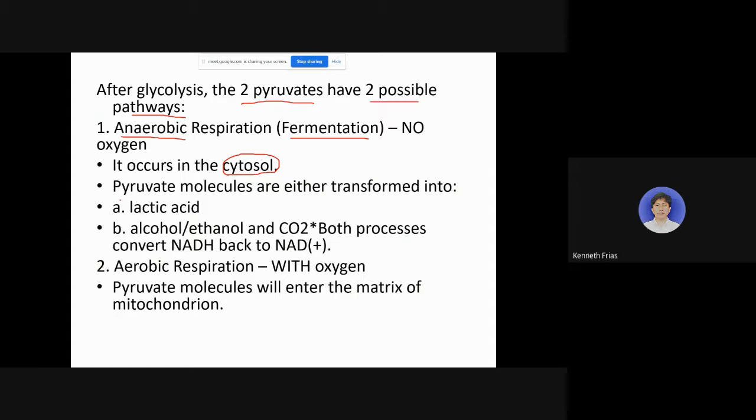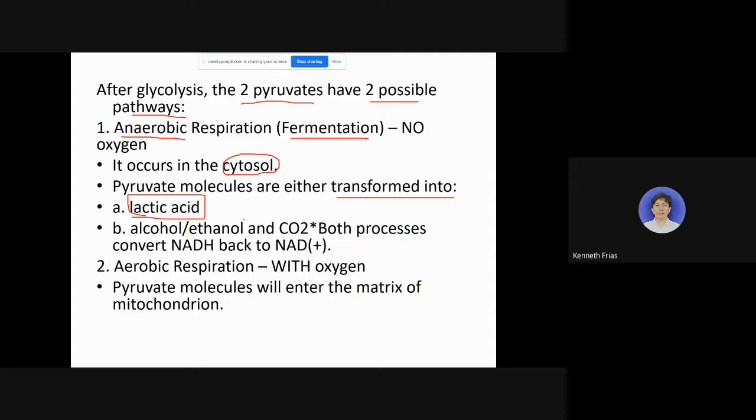So in the absence of oxygen, these pyruvate molecules will be further transformed into 2 possible forms. First is lactic acid, which is produced in human cells in anaerobic respiration. We usually experience this if you suddenly engage in a strenuous activity like sports or exercise without proper warm-up. That means there's not enough oxygen being received by your cells, so your cells are forced to carry out anaerobic respiration.